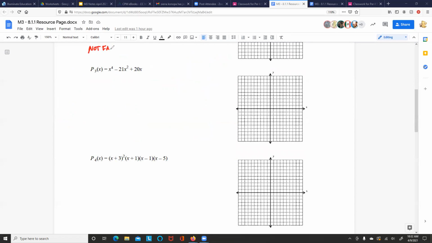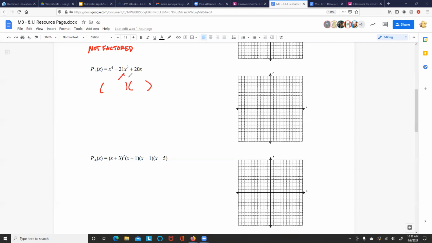This is not factored. So guess what we need to do, guys? Factor. Exactly. Factoring is very important. It's not something that you just learn and forget about. That's why we spent so much time on quadratics last year and this year, especially at the beginning of the year.